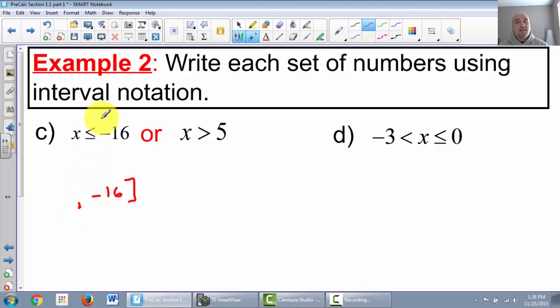And then what are we going to put on the left? It says x is less than negative 16. Do we know where it stops going to the left? We don't. So it's going to go to negative infinity. And those are always open. Those are not included.